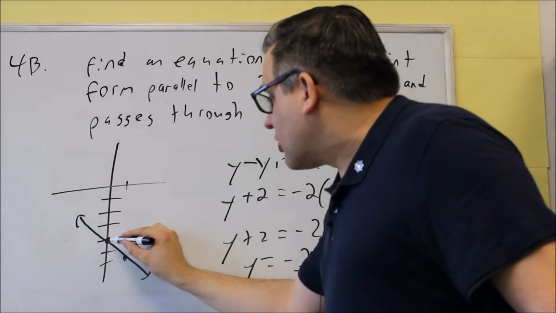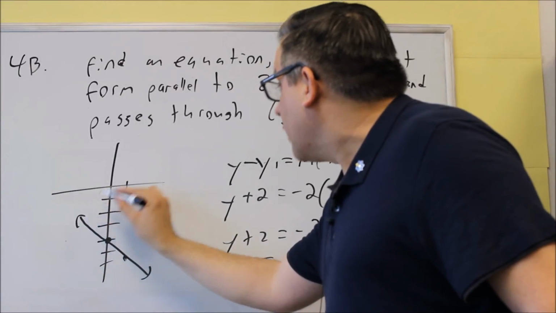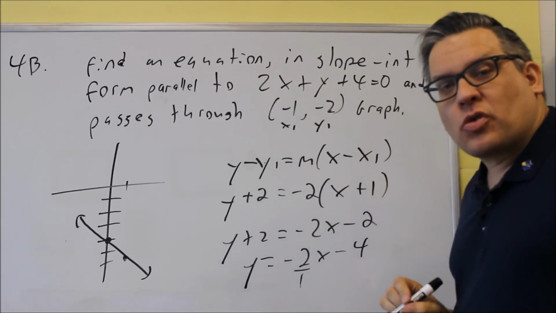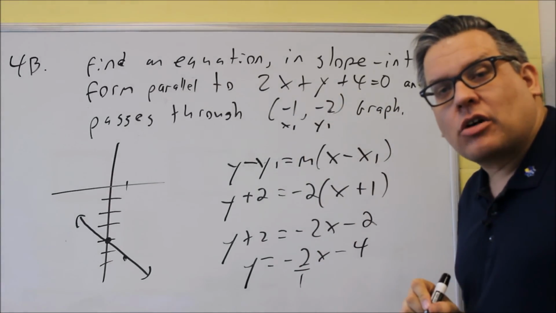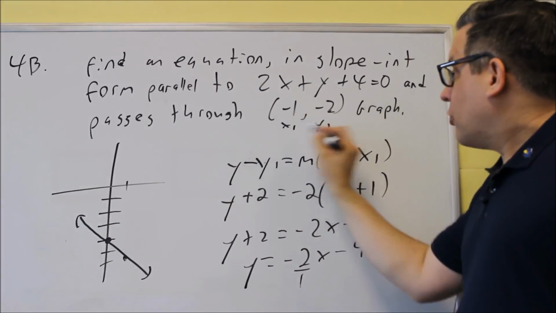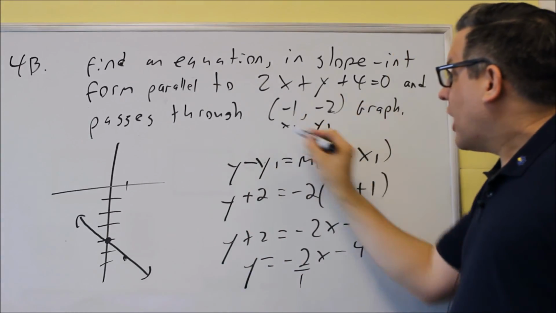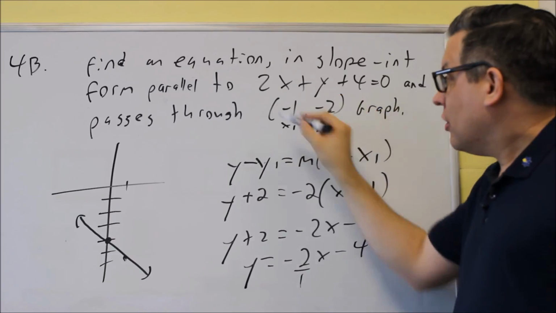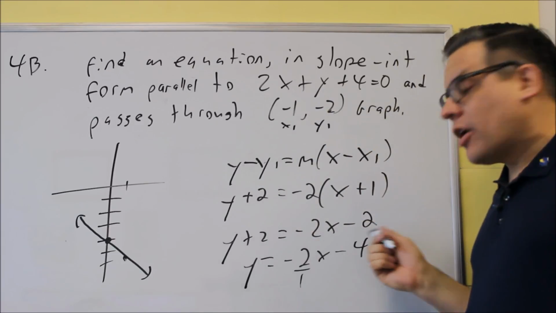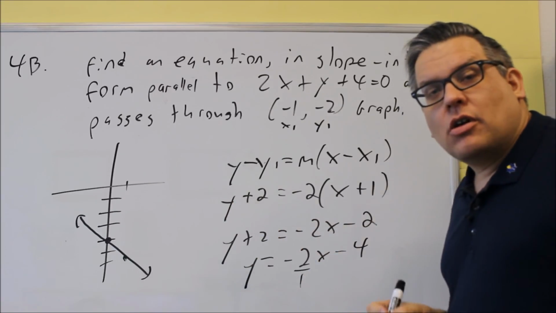And if you follow this up to this point right here, that would be at -1, -2, so it does check with where it's supposed to go through. So that's a way that you can tell if you got the right equation. The equation you have would have to go through this point. So when you graph it, you should actually see the graph going through the point that they originally said it should go through. So your equation is -2x minus 4, and here is your final graph.